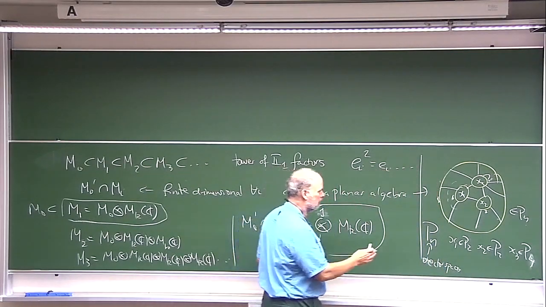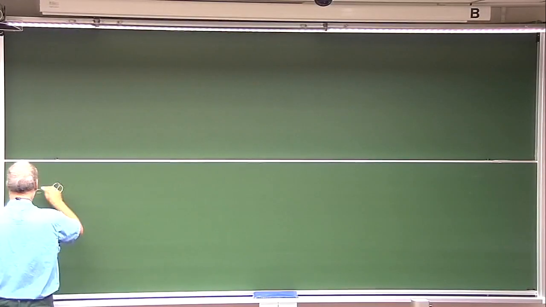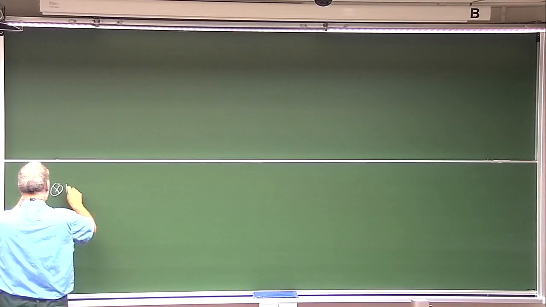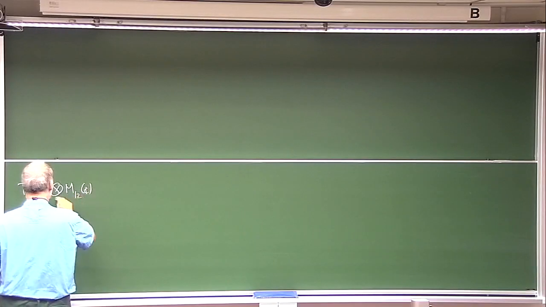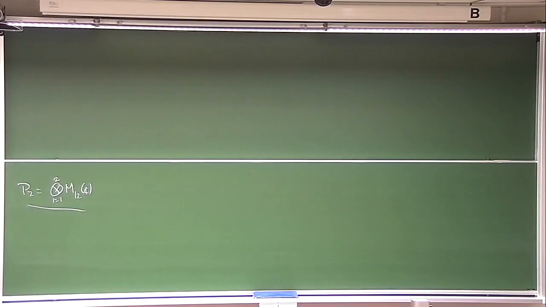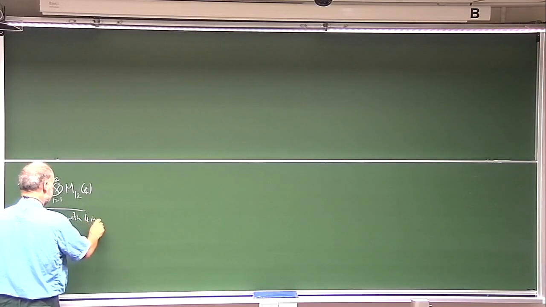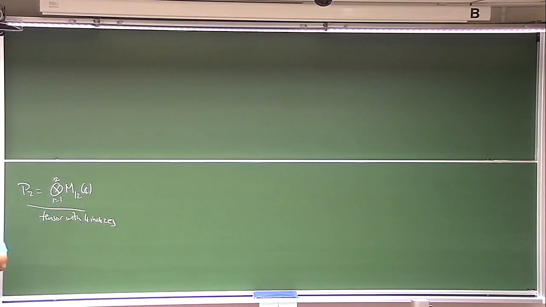Suppose that in this example, x1 were in P2. Well, what's P2? P2 is exactly the tensor product of the 2 by 2 matrices, the k by k matrices, twice. So a vector in here is a tensor with 4 indices. Right? A 2 by 2 matrix is a tensor with 2 indices. So tensor twice, so we get a tensor with 4 indices.